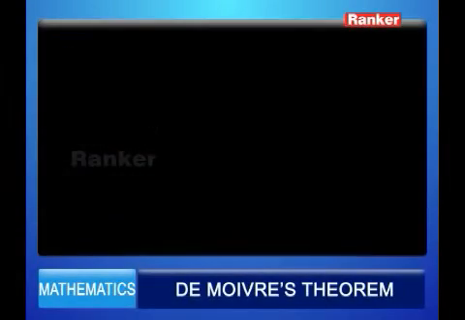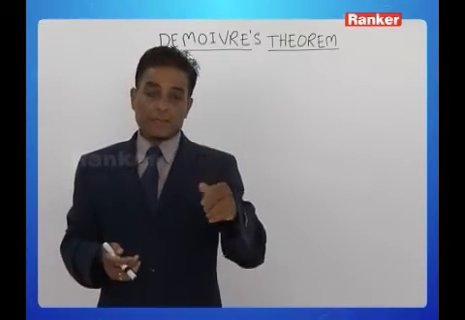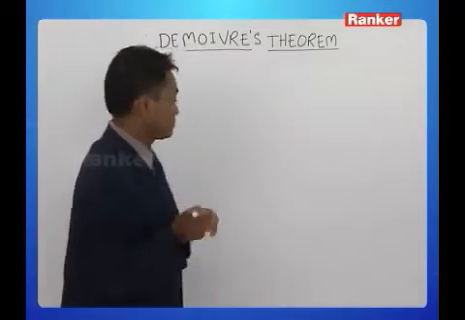Question number 24. The value of the determinant given by 1, minus 1 minus omega square, third row 1 omega square, omega power 4. We have to expand this determinant and find the value. Options are given: 3 omega into omega minus 1, second option 3 omega into 1 minus omega, third option 3 omega square, finally fourth option 3 omega. What is the right answer?